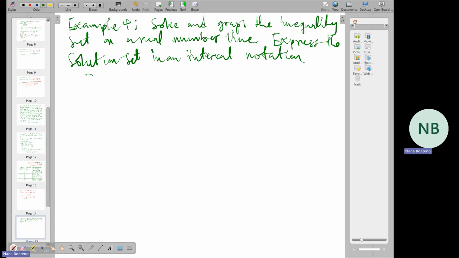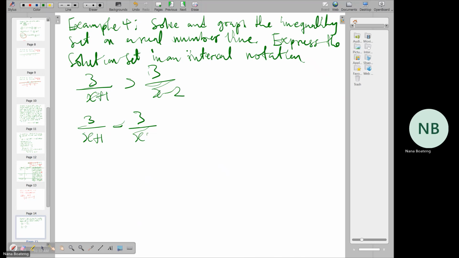Okay, so we have 3 divided by x plus 1 is greater than 3 divided by x minus 2. The first thing, we write every term on the left. So 3 divided by x plus 1 minus 3 divided by x minus 2 is greater than 0. And so the LCM here is x plus 1 times x minus 2.